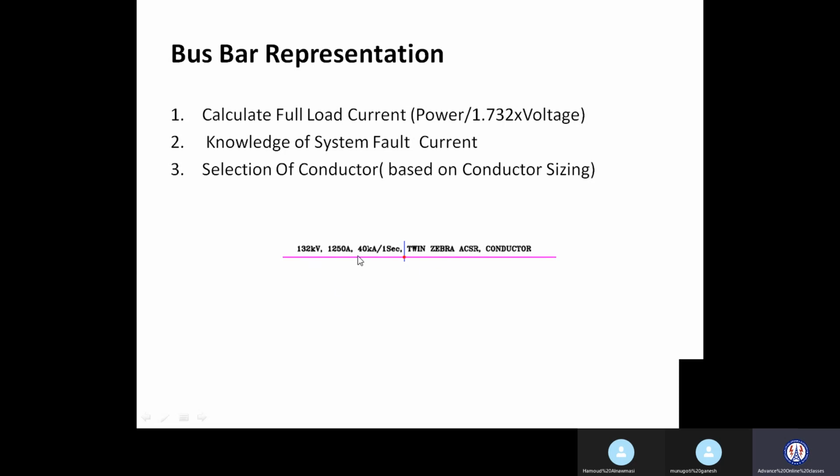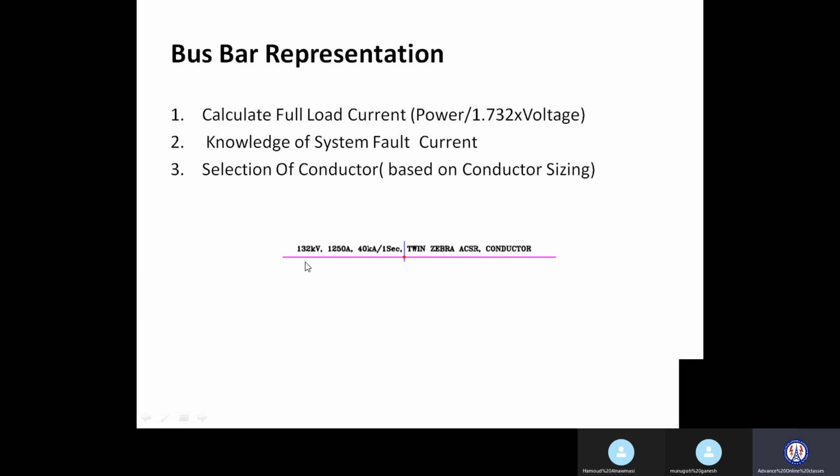Then next, based on the feeder power, the bus power of 200 megawatt, and bus voltage rating 132 kV, we are calculating the current rating of this bus. So how are we calculating the current rating? We are calculating it by this equation: power, that is 200 megawatt, divided by voltage, that is 132 kV, into root 3. Root 3 value is 1.732. By this equation, we are calculating the full load current rating of this bus. So this current rating is coming, for example, in this representation 1250 ampere.